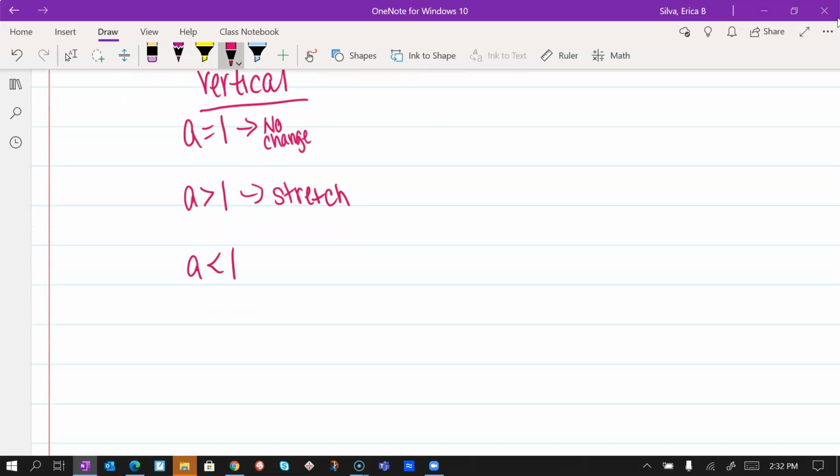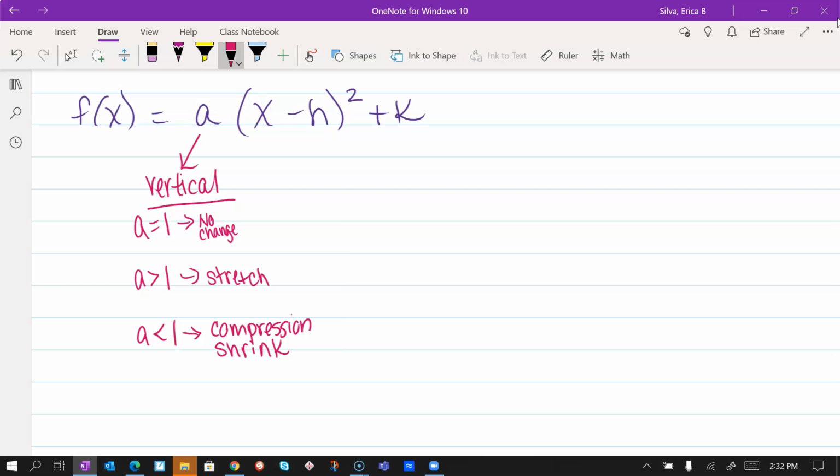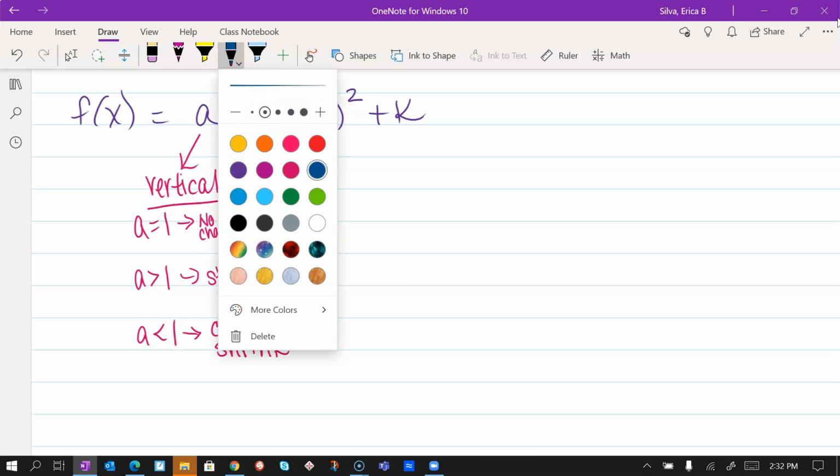And if my A is less than 1, again, this is my parent function. If it's less than 1, that means it's getting shorter. And is that a compression or a stretch? A compression. Now, another word mathematicians like to use is shrink. So it can be called a compression or a shrink.